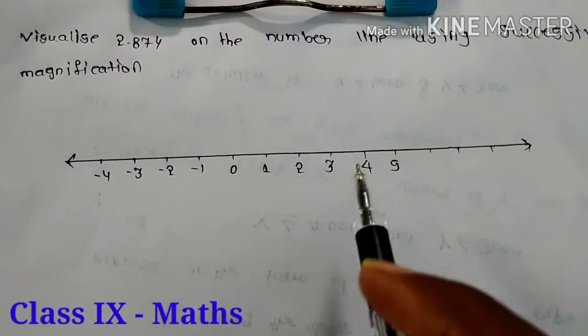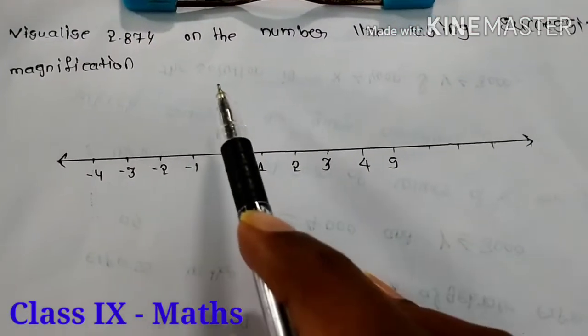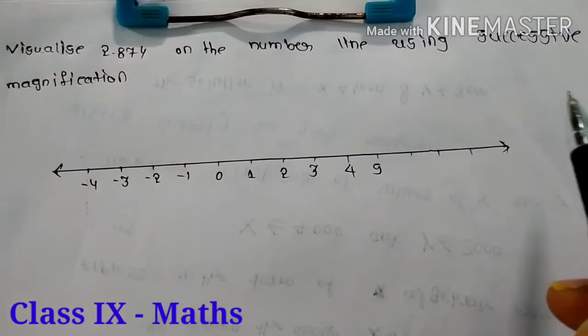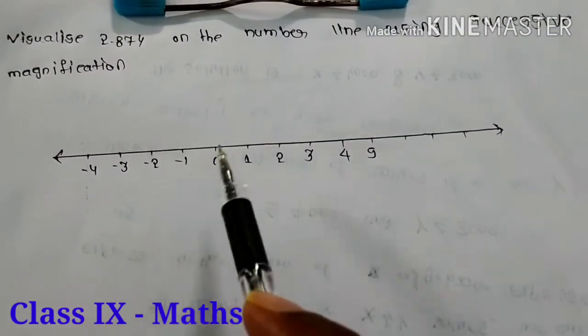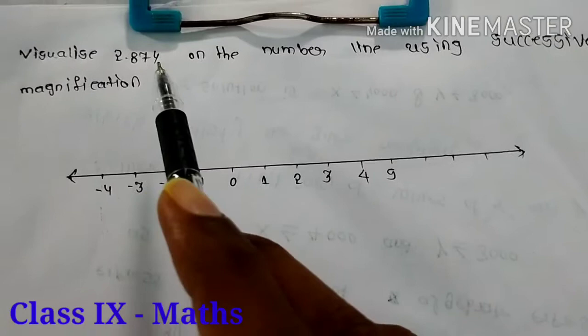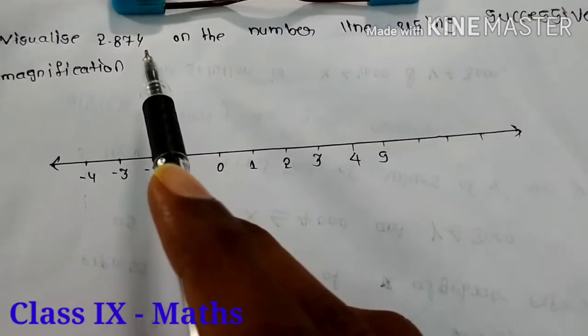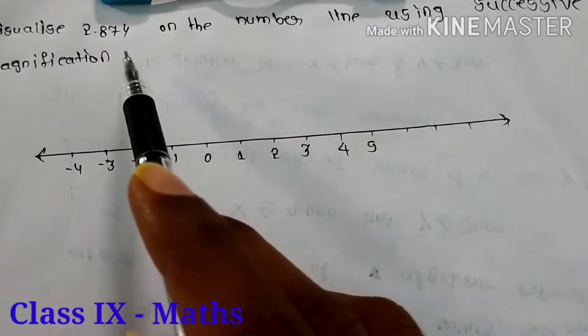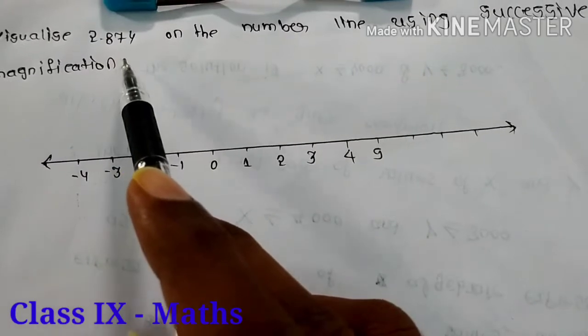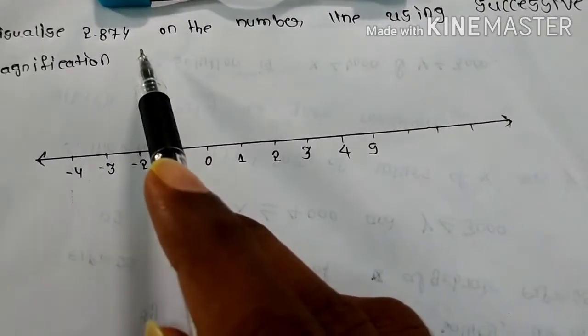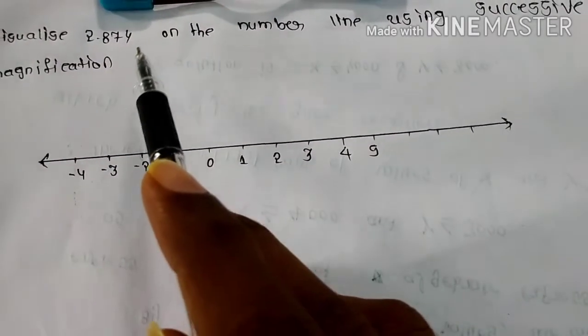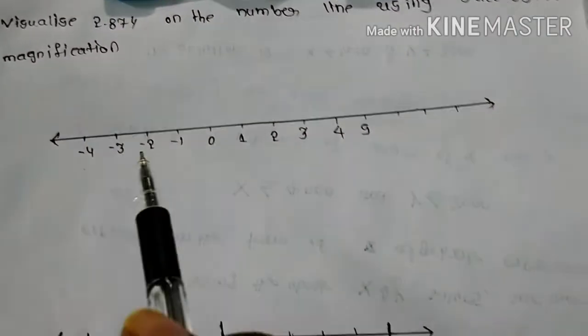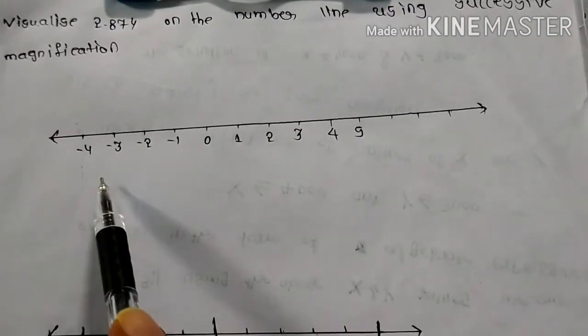See exercise 3 first question: visualize 2.874 on the number line using successive magnification. First, check whether the given number is a terminating decimal or a non-terminating decimal. 2.874 clearly shows it is a terminating decimal. Yes or no? Yes.